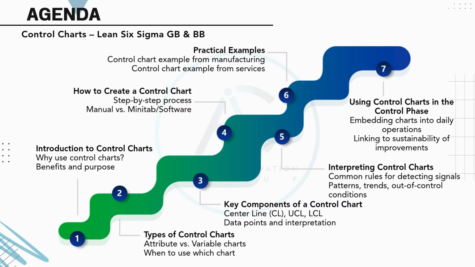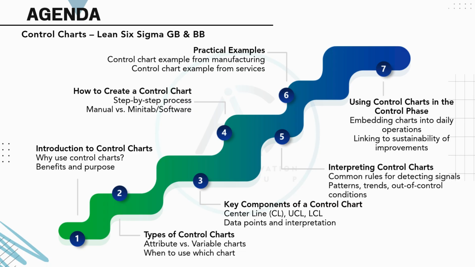Moving into the introduction to control charts, these are essential tools in quality management that help monitor process behavior over time. They are especially useful for distinguishing normal variation from issues needing attention. Why do we use control charts? They help us maintain process stability, detect problems early, and drive consistent quality improvements. Their benefits include visual tracking, data-driven decision-making, and long-term performance control.